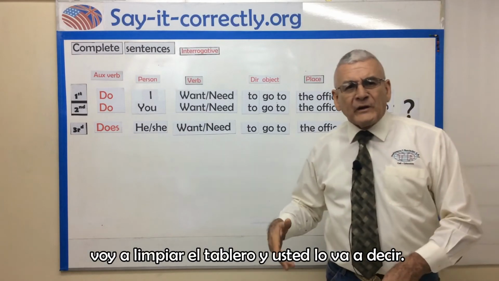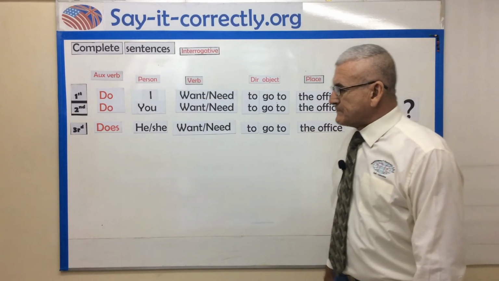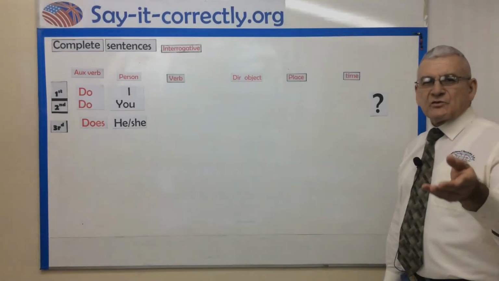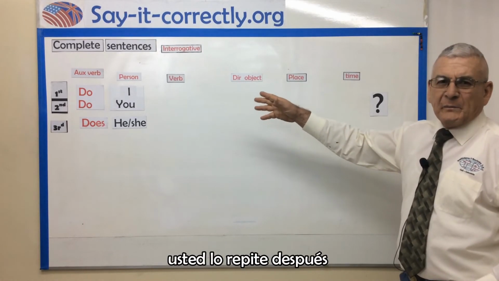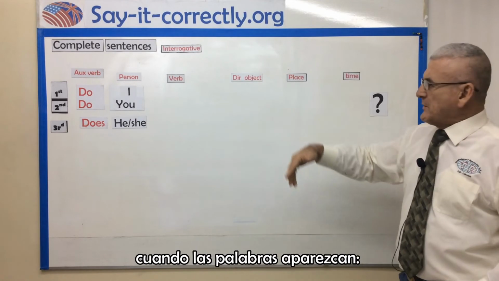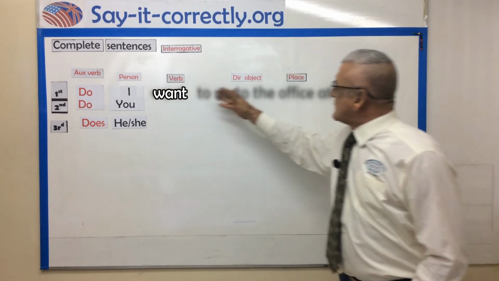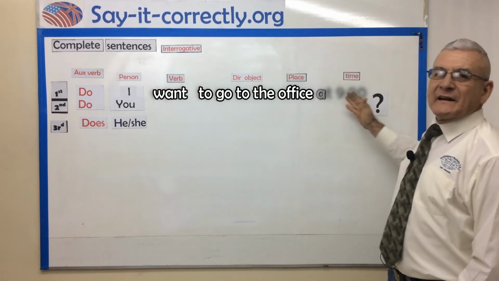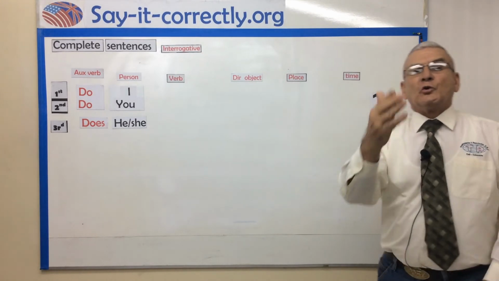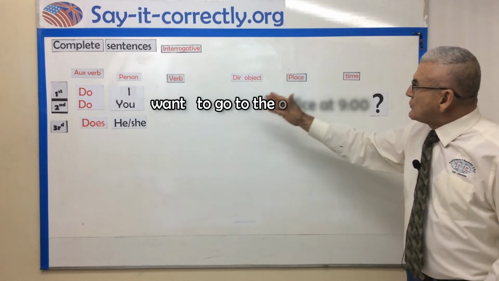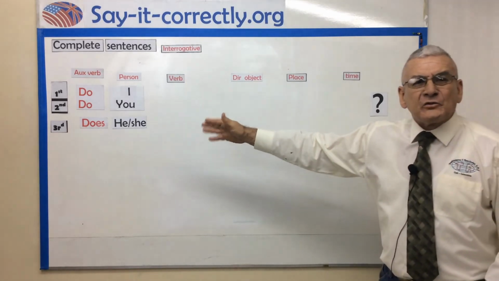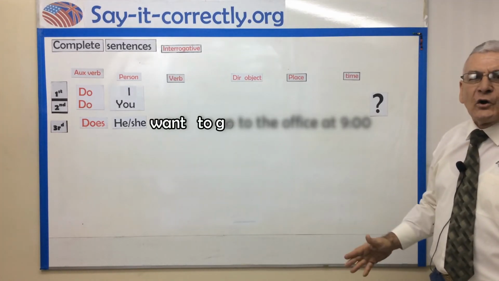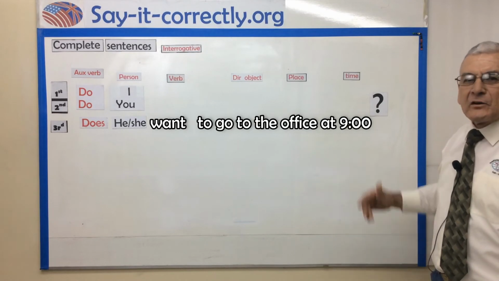I'm going to clear the board, and then you're going to say it. So now it's time for you to do it. I'm going to do it the first time, and you repeat it afterwards when the words appear. Do I want to go to the office at 9 o'clock? Do you want to go to the office at 9 o'clock? Third person, does he or she want to go to the office at 9 o'clock?